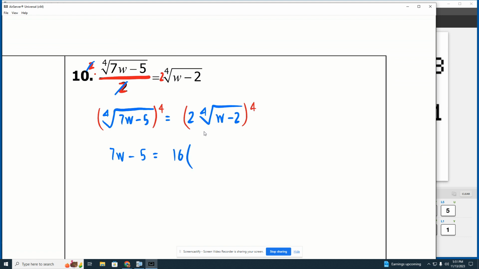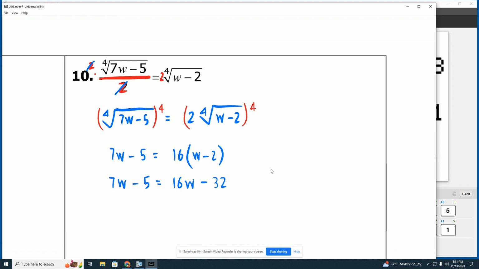Now, that's being multiplied by the fourth root of w minus 2 to the fourth power. Now, that is going to cancel, and w minus 2 pops out just like we see it. Now, if you look at this problem now, yeah, I need to distribute that 16. So 7w minus 5 equals 16w, and then 16 times negative 2 is minus 32.